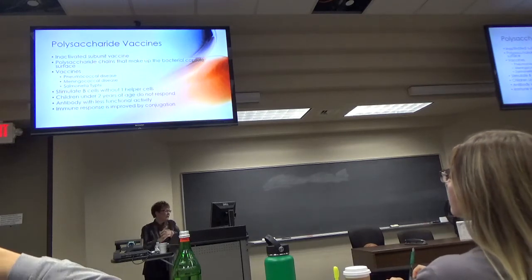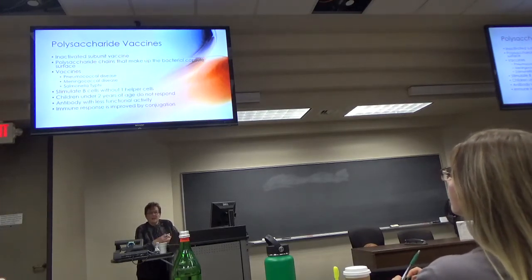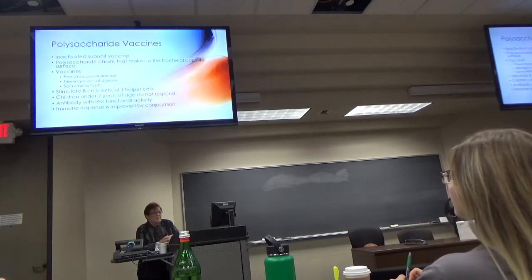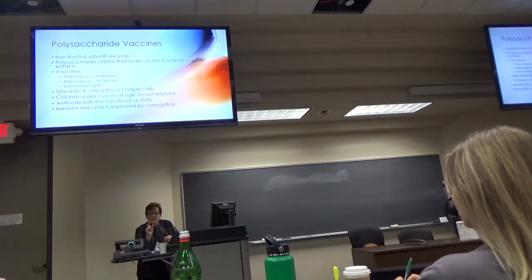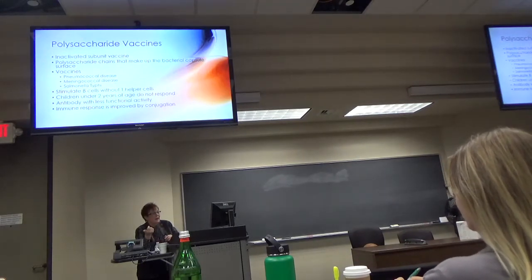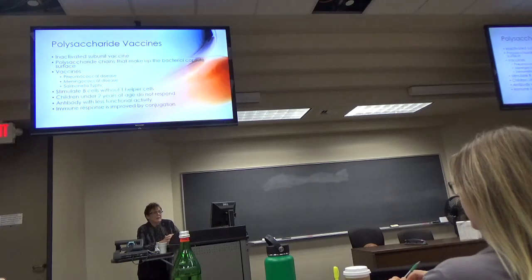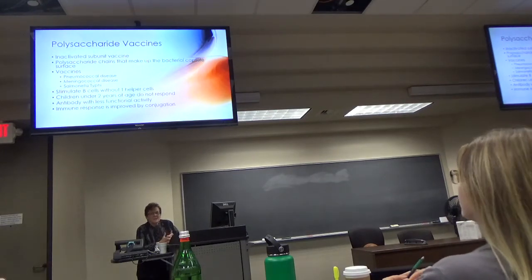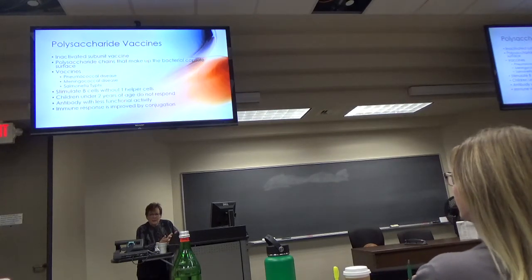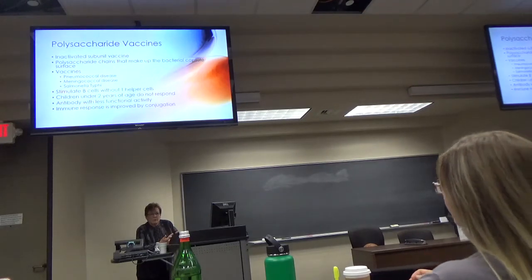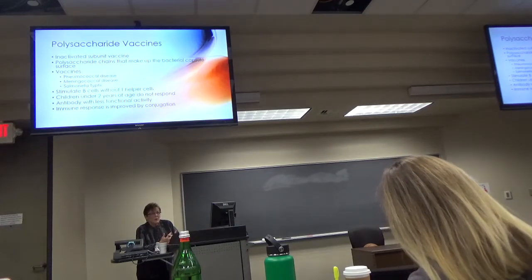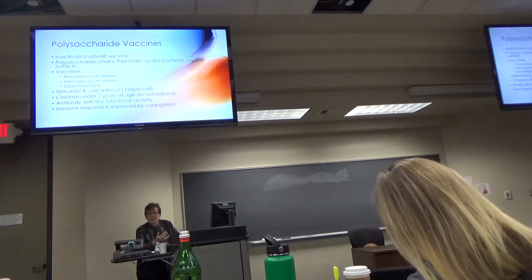The polysaccharide vaccines, these are inactivated subunits. These came about probably 20 or 30 years ago. They actually take part of the cell membrane of the bacterium and they have created antibodies against them. The problem is that these don't tend to be very effective over time, and you can't give them to children under 2 because their immune systems are so immature that they won't respond.